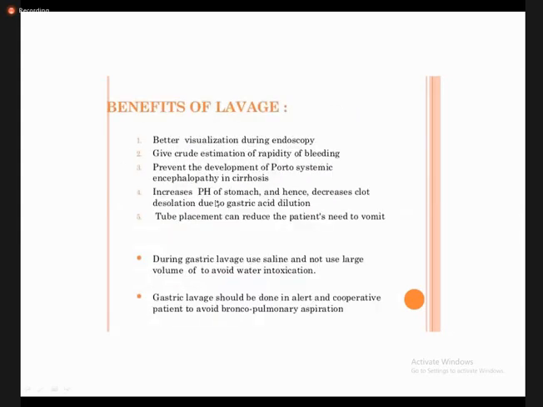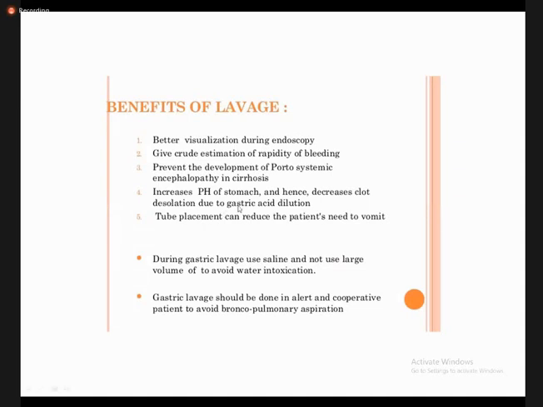So what are the benefits of lavage? Better visualization during endoscopy. If we aspirate all the blood, the lumen of the stomach is clear, so better visualization. Then crude estimation of the rapidity. If you find fresh red blood, it means a very active bleeding is going on. If you find coffee ground, it means less active and rapid. Then prevent the development of portosystemic encephalopathy in cirrhosis, because GI bleed is one of the causes of portosystemic encephalopathy. So if we aspirate the blood, it will not go into the circulation, so it can prevent the development.